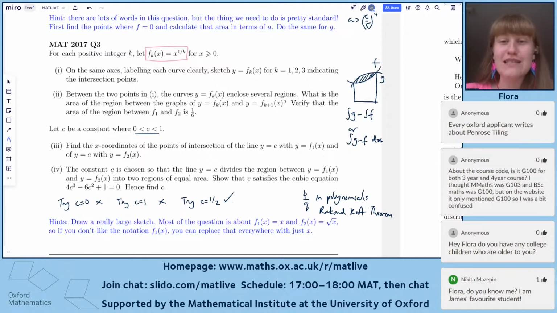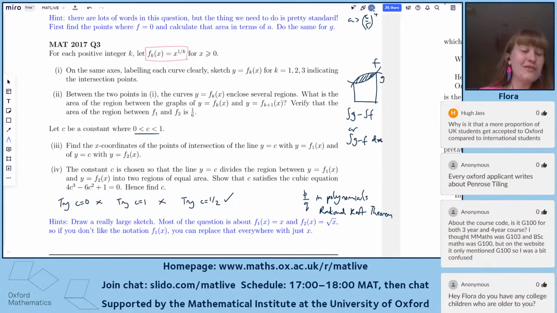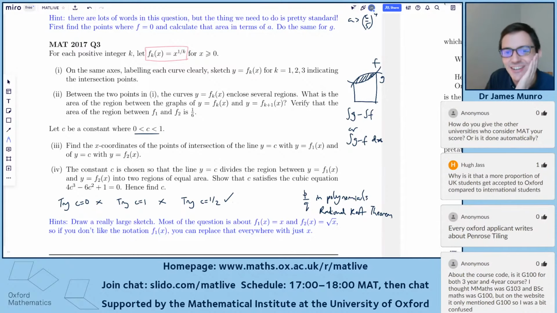Every Oxford applicant writes about Penrose tiling. I hope that's not true. I reckon I wrote about it. It's a bit cliched, maybe. I tried looking at some stats on this. It's quite hard to get everyone's personal statements together to start doing the statistics on how many times Penrose tiling has been mentioned. But I made one giant PDF with everyone's personal statements on, so I could go Control F Vicky Neal, or that's amazing. Control F Unique to see who was mentioning Unique in their personal statements.